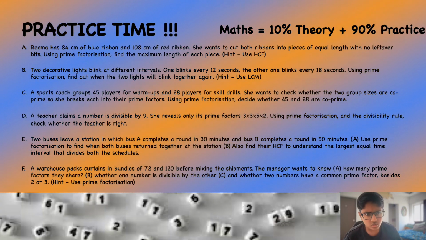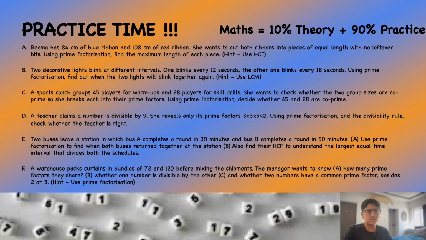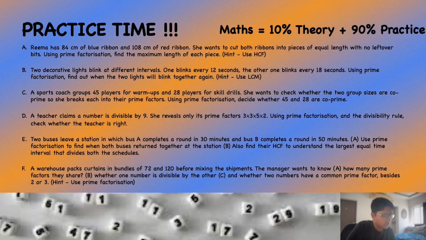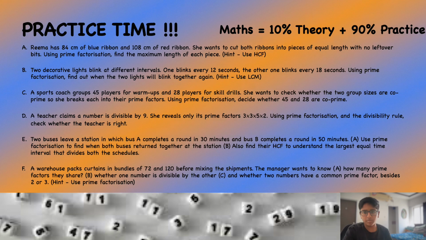Next, a sports coach groups 45 players for warm ups and 28 players for skill drills. So 45 is 3 into 3 into 5. 28 is 2 into 2 into 7. So here we can see that 3 is common. So they are not co-prime.